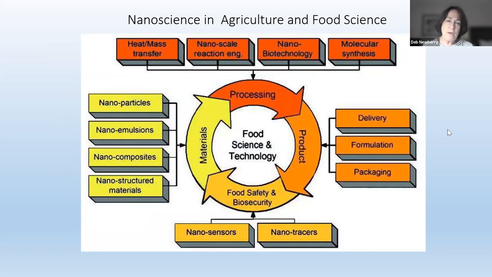This chart I'm not going to discuss in a great deal, but I liked it because it shows the many different ways that nanotechnology can impact not only the food production, the agricultural aspect of it, but also the food packaging.